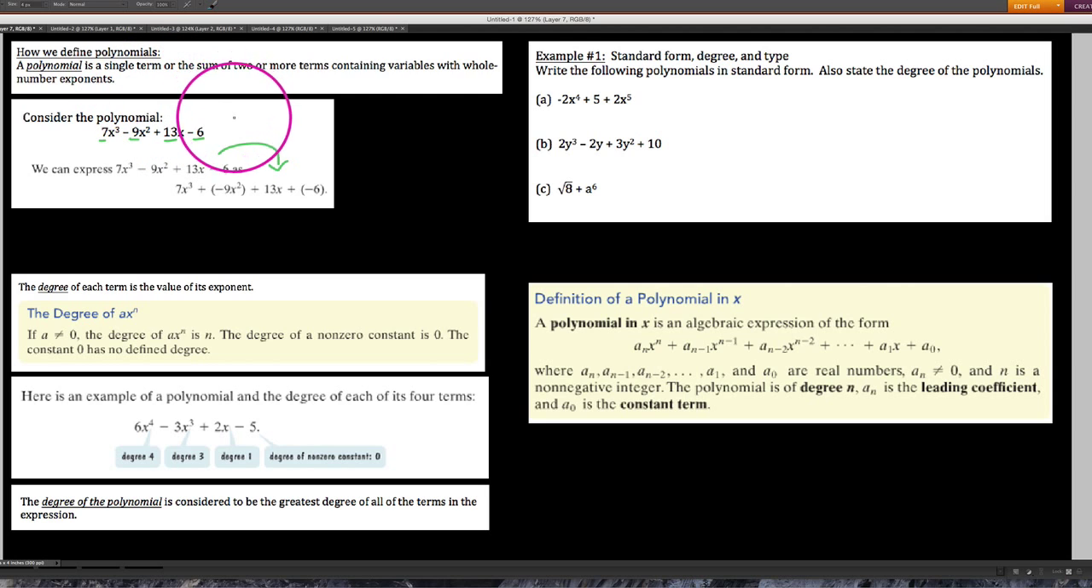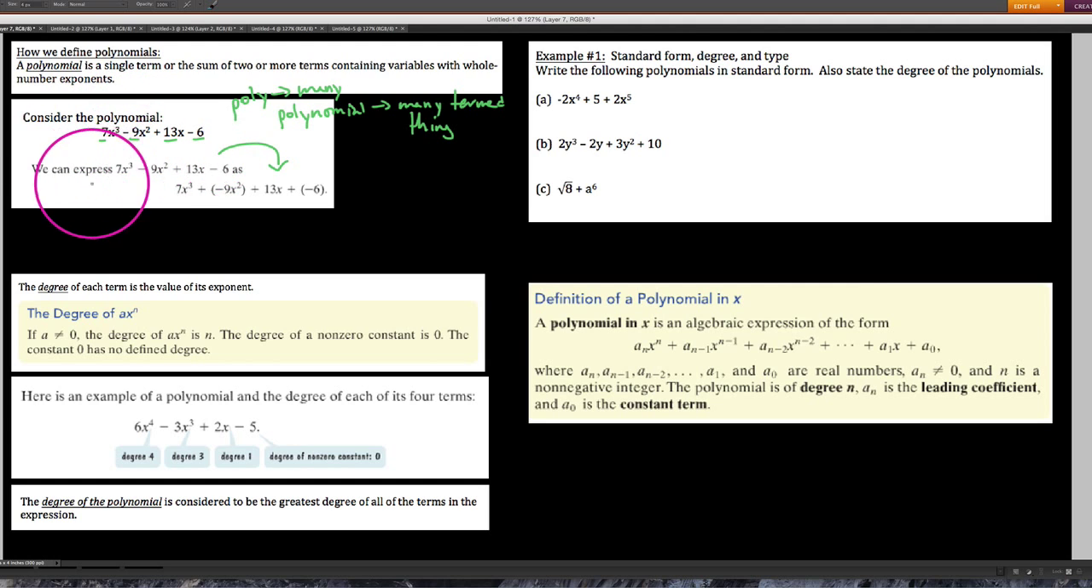And I always kind of remember it this way: when you hear the prefix poly, it infers that we mean many. So we say a polynomial is a many-termed thing. So a polynomial is a many-termed expression, where we have real number coefficients and whole number exponents. But again, let's go ahead and consider this one right here.